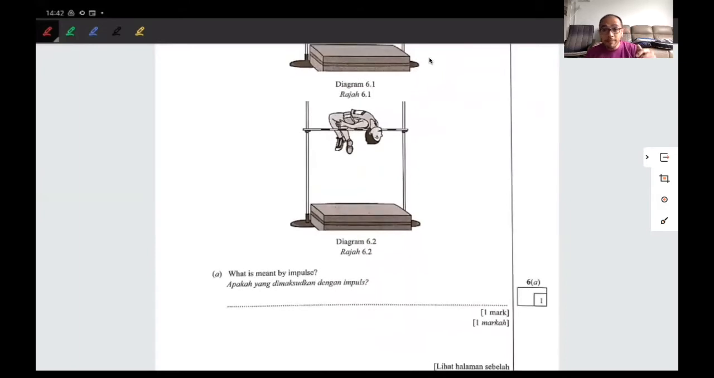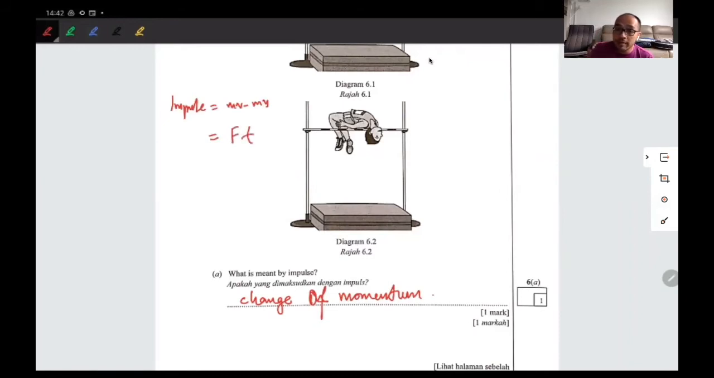What is meant by impulse? Impulse is the change in momentum. You know what? I'm going to change it to change of momentum. There is a given formula: impulse is actually mv minus mu, or force times time. Force multiplied by time, you get impulse also. But the official definition is the change in momentum, because it's mv minus mu.